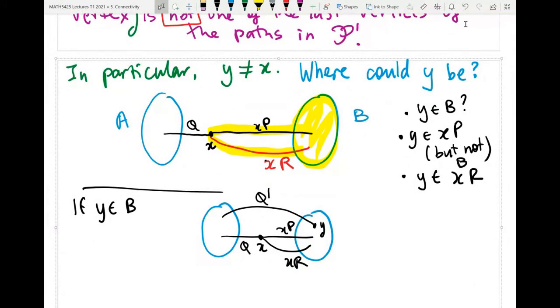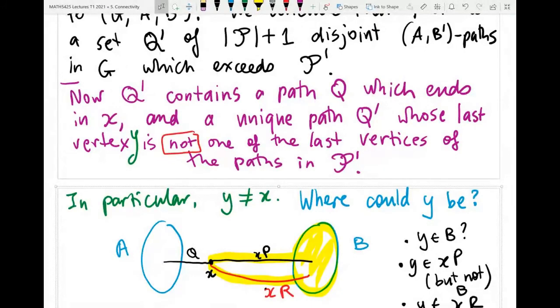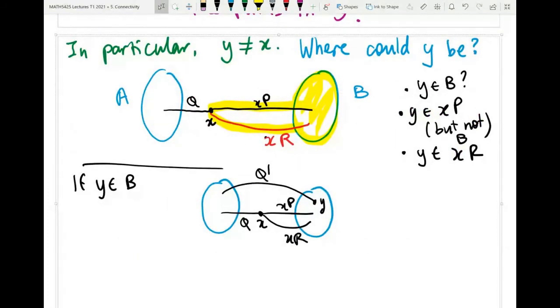Let us now continue. We want to prove this theorem. Where could Y be? I think we need to review. We applied induction. We have a set of paths, curly Q, which is the right size, but it is from A to B primed. Now we need to adjust curly Q to give us a curly Q prime, which goes from A to B. We know the Q prime contains a path Q ending in X and a path Q primed ending in a new vertex Y. Where can Y be?